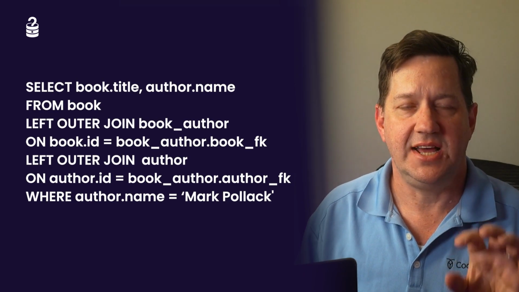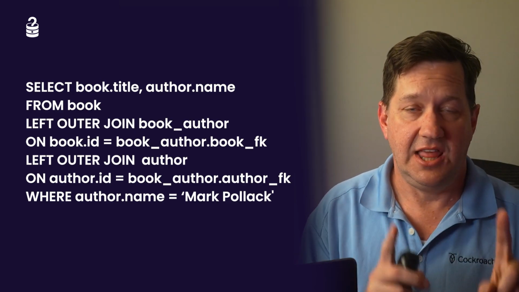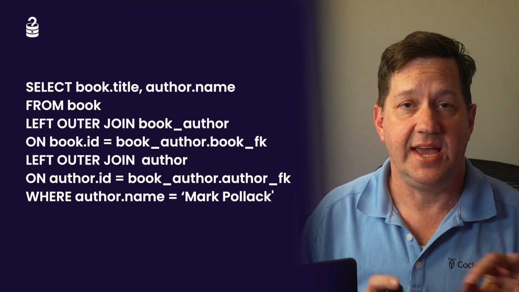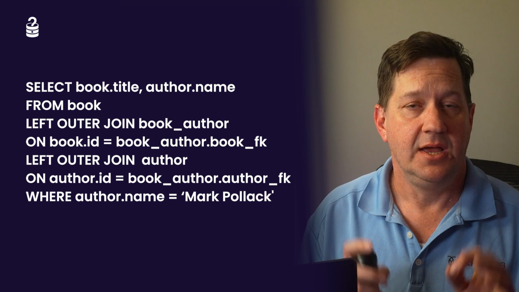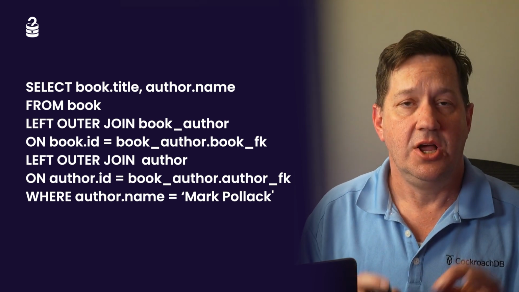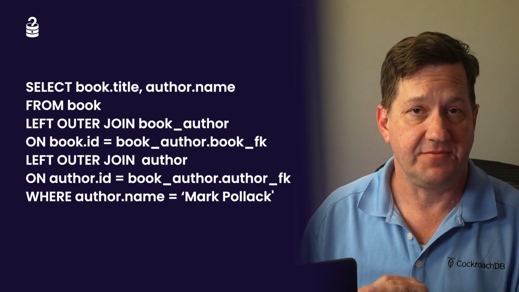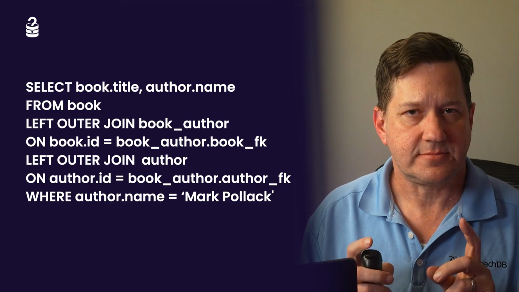Now imagine a query like this. Select book.title, author.name from book left outer join book_author on book.id equals book_author.bookfk, left outer join author on author.id equals book_author.authorfk, where author.name equals Mark Polak. The database engine gets to choose the order it joins the tables.